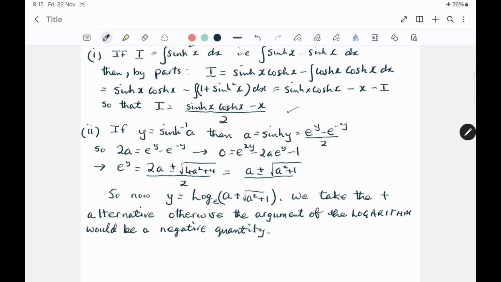So that now, taking logs of both sides, we have y equals log to base e of a plus square root a squared plus 1. Now I've taken the positive alternative, otherwise the argument of the logarithm would be a negative quantity, in other words, a complex number. So I hope that is reasonably clear. Thank you very much for listening.